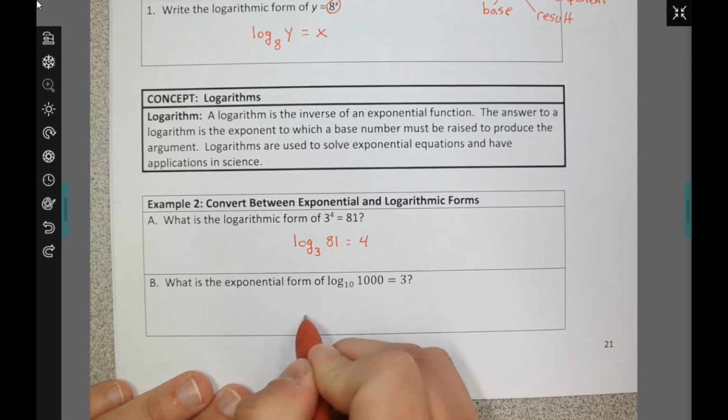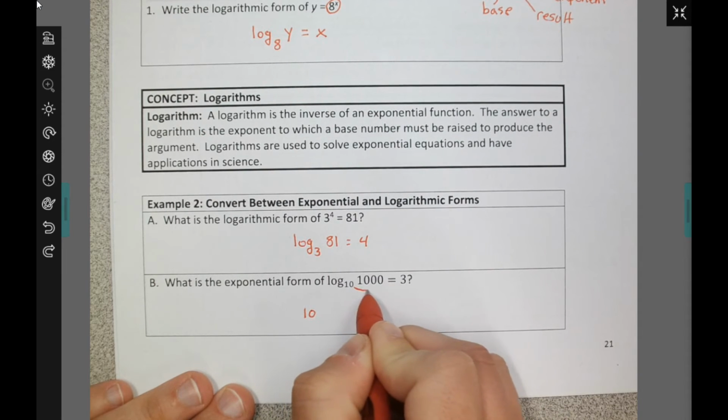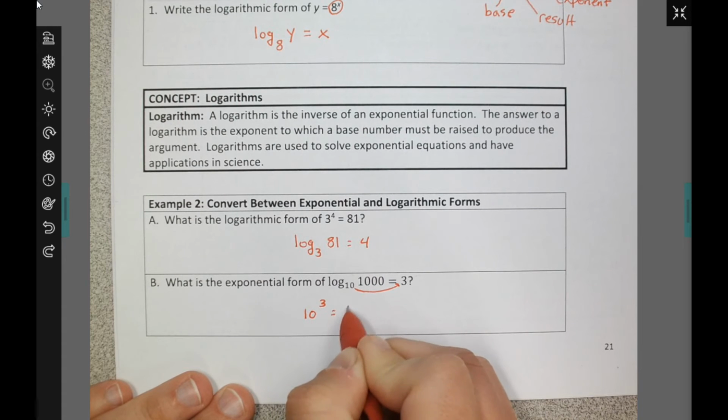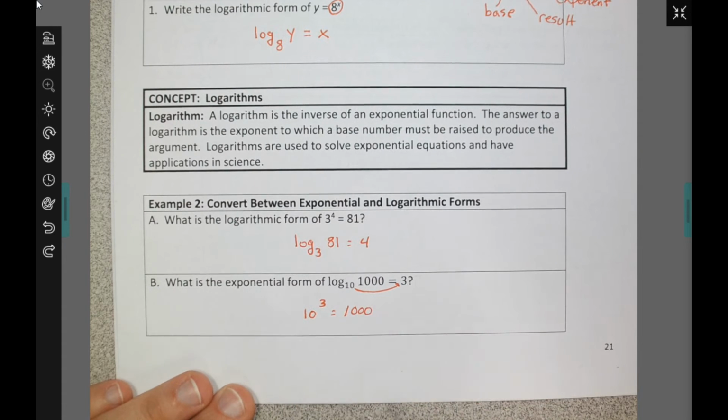So my bases are the same. So exponential, I got 10. Remember, my exponent is on the right, so I'm raising it to the 3, and it equals 1,000. When I go from log to exponential, these are the ones that you absolutely have to get right because you can check it. Like 10 to the 3. What is 10 to the 3? What's 10 times 10 times 10? It's 1,000, so we know we did it right.